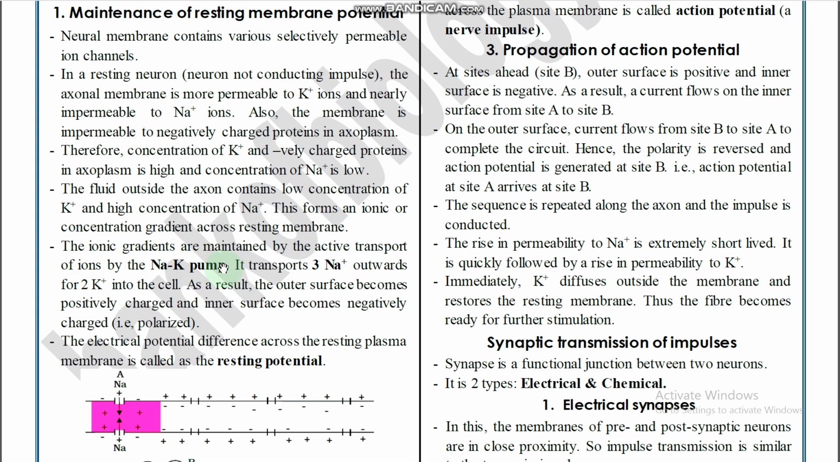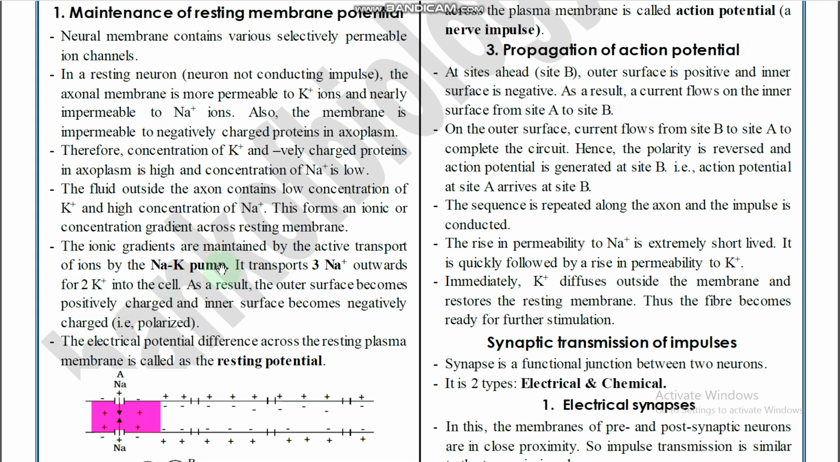The ionic gradients are maintained by the active transport of ions by the sodium and potassium pump. Whatever we discussed here takes place through separate sodium and potassium channels, right? But there is a specialized ion channel called the sodium potassium pump. It transports 3 sodium outwards and 2 potassium into the cell.